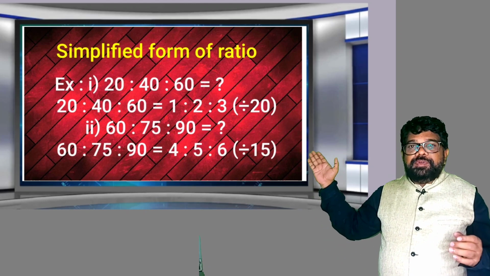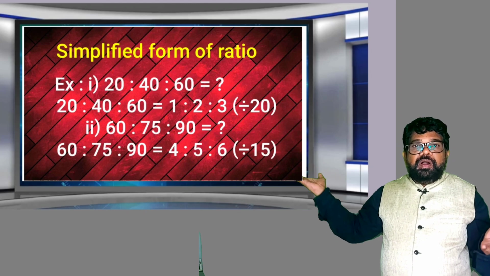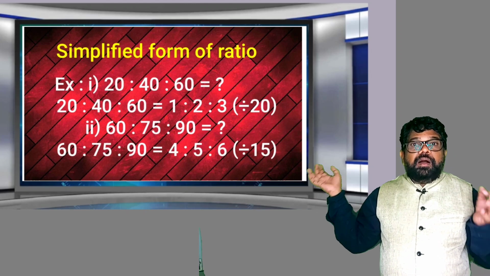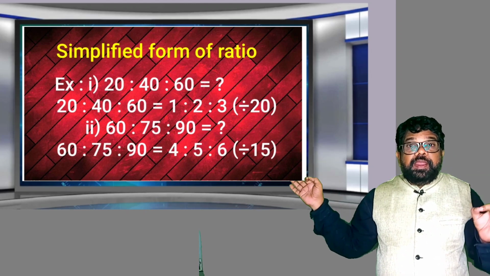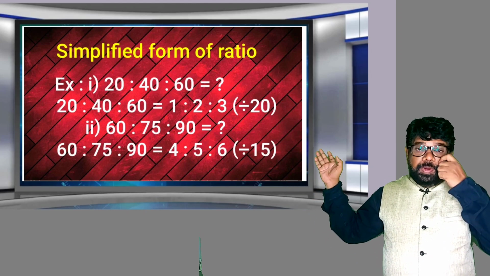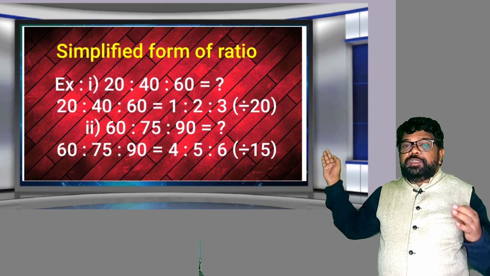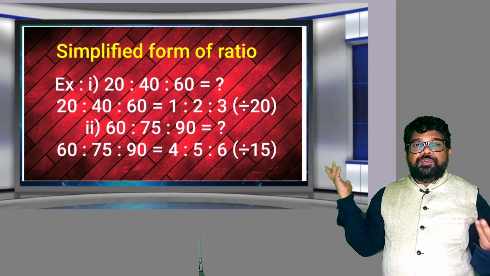So 60 is to 75 is to 90. Observe here, all the terms are divisible by 15: 15 fours, 15 fives, 15 sixes. So what is the simplified form of 60 is to 75 is to 90 now? So 4 is to 5 is to 6. All are divisible by 15.